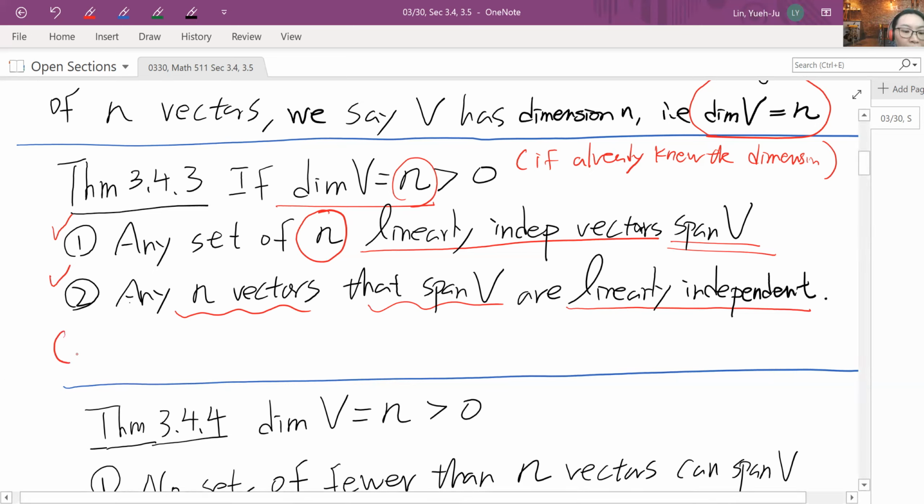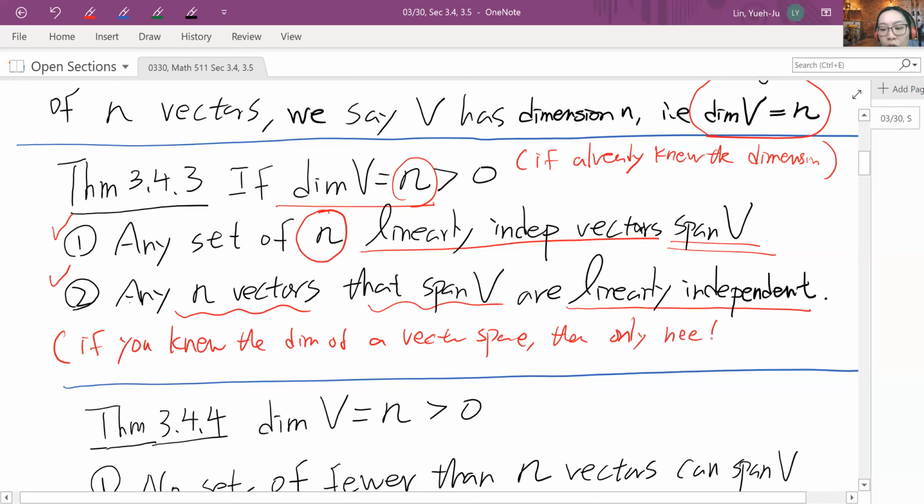So basically the remark is, if you know the dimension of a vector space, then you only need to check one of the definitions of basis. In some sense, this is what this theorem means.